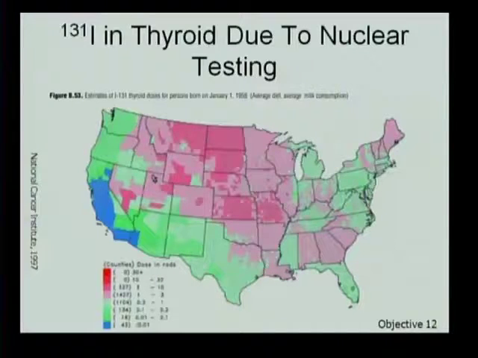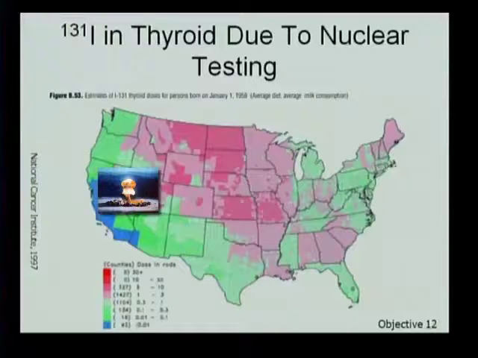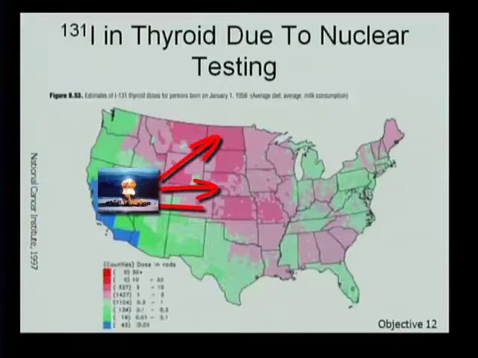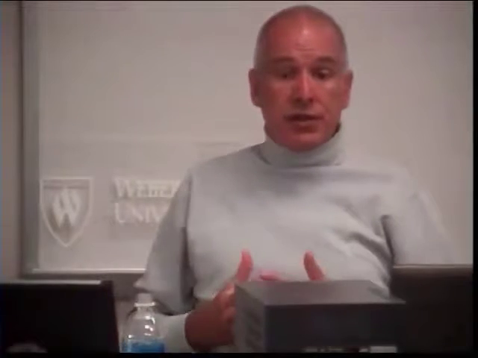Well, in this part of the United States, there was actually a lot of iodine-131 exposure from above-ground nuclear testing that was done in the 1950s. And the people that lived downwind from this nuclear testing were called, naturally enough, downwinders. It turns out that these people obtained a pretty good dose of iodine-131 to their thyroids. They have a higher incidence of thyroid cancer.